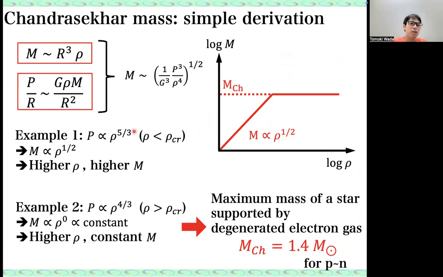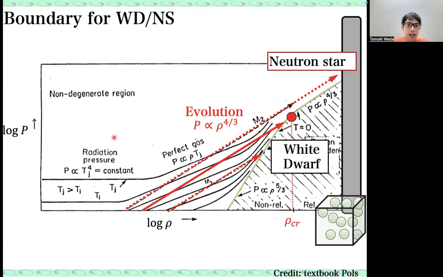Same as before, we can use these two equations. And using these two equations, we can derive the relation between mass, pressure, and density. As you can see in this figure, at low density, when the density is lower than rho critical, the pressure is proportional to rho to the power of 5/3. But above this density, pressure is proportional to rho to the power of 4/3. I would like to use this condition as the equation of state.